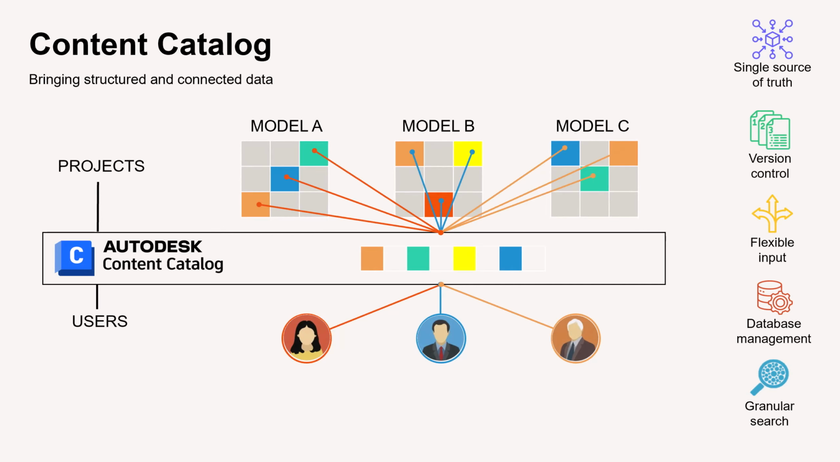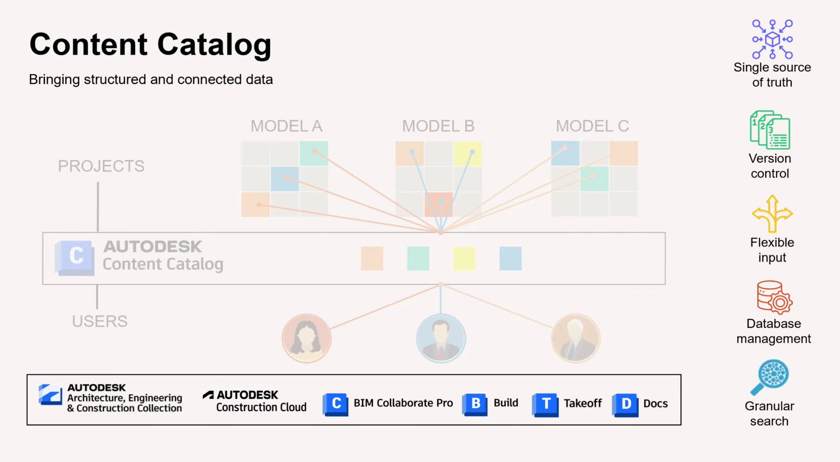Content Catalog is trying to address these challenges by creating one centralized repository for all your BIM assets that can be managed and shared across your projects and users. It helps to eliminate unnecessary rework and time wasted hunting down content from past projects, and it's always available in the cloud with unlimited storage.